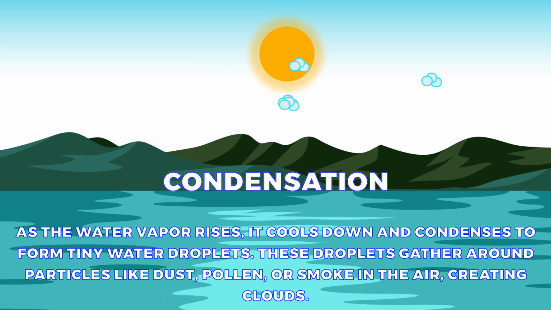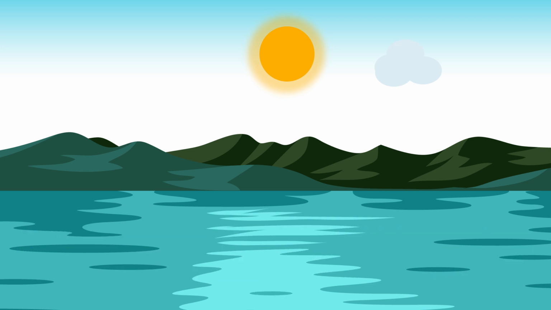Condensation: as the water vapor rises, it cools down and condenses to form tiny water droplets. These droplets gather around particles like dust, pollen, or smoke in the air, creating clouds.